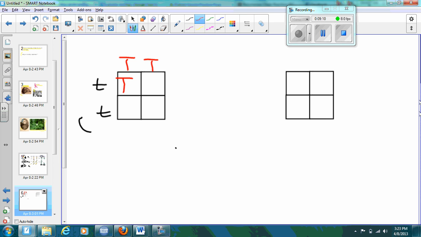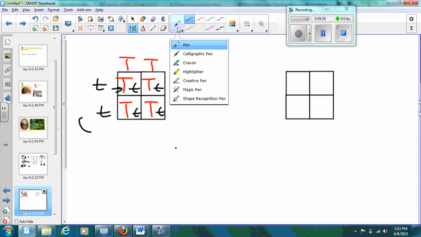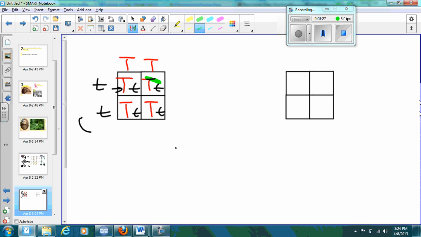Okay? You see how we're bringing it down? We're going to bring this big T down, okay? And now we're going to bring this little t across. And these boxes that I'm going to highlight in a second, okay? These boxes represent all of the possible offspring the parents would have.